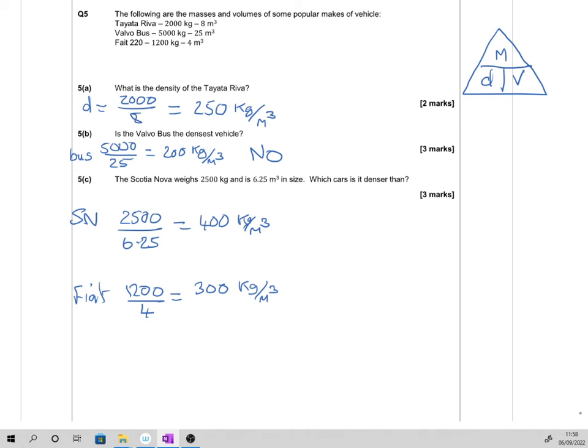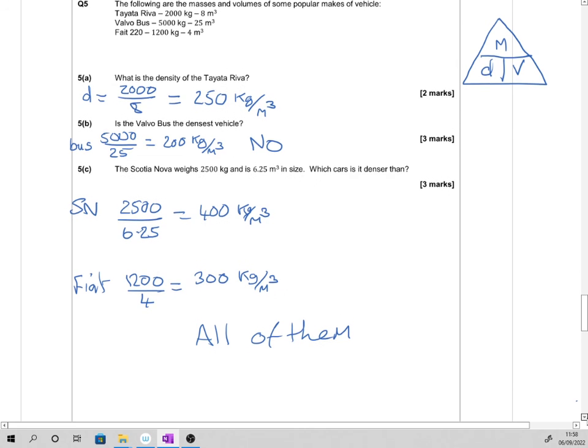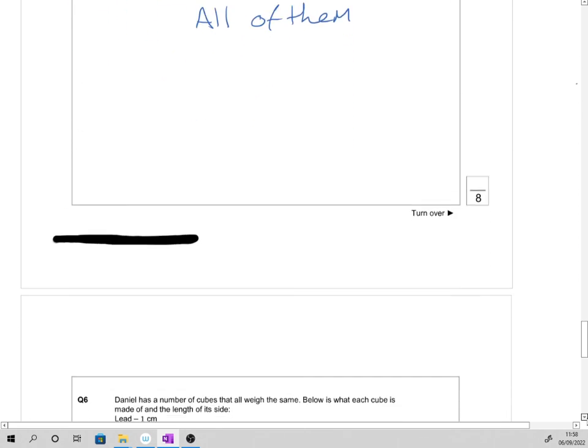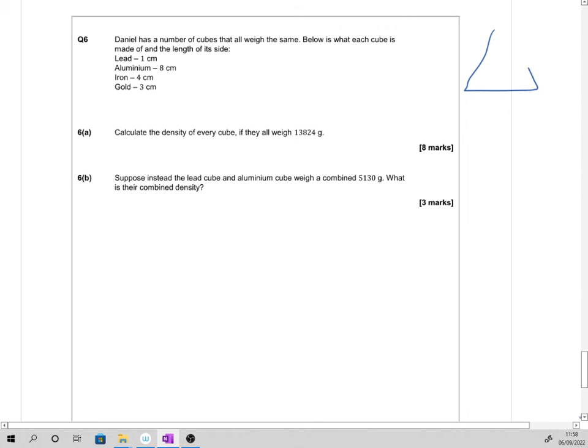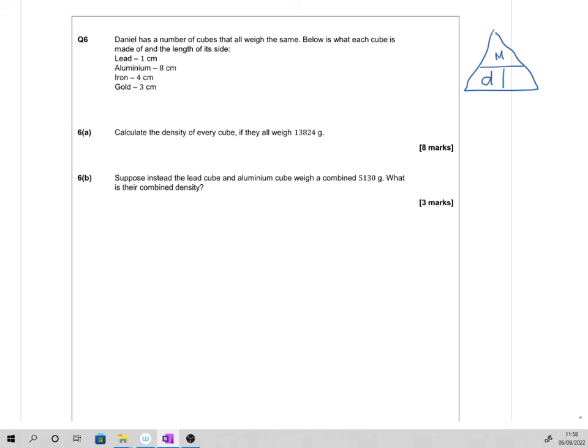So the Scotia Nova is 400. Which cars is it denser than? Well, all of them. So that's 400, and these are smaller numbers. So again, density, mass, volume. It takes some getting used to, this does.